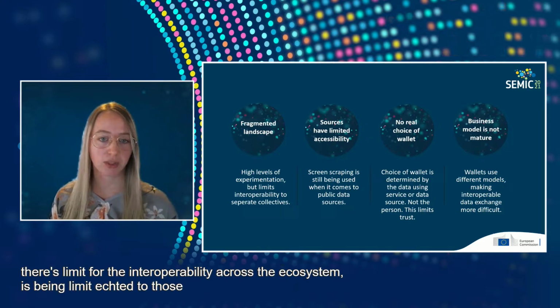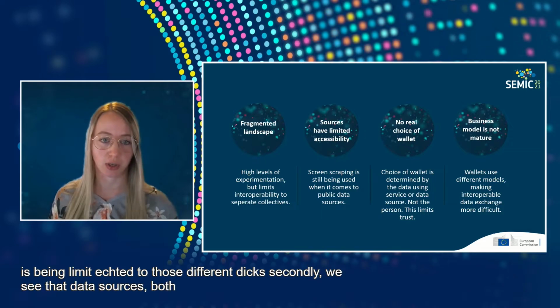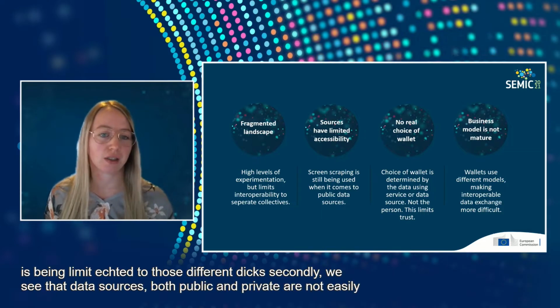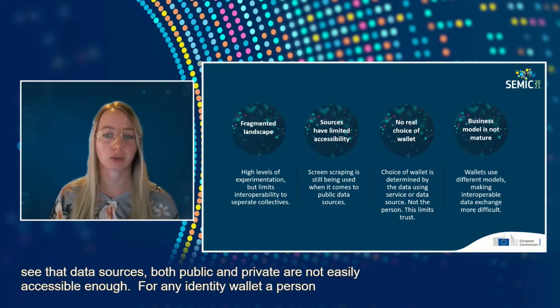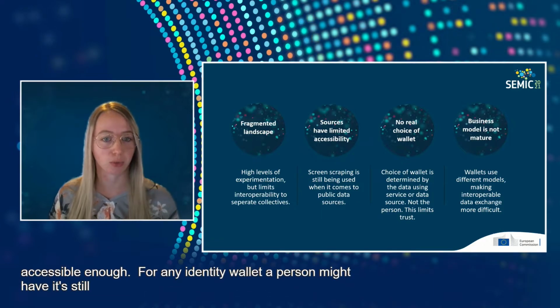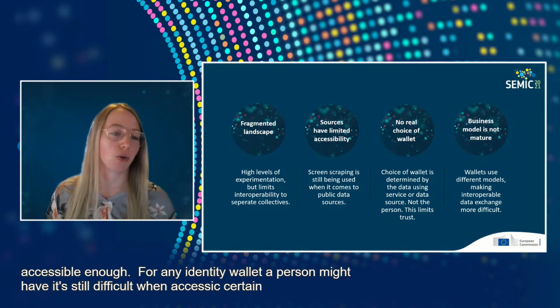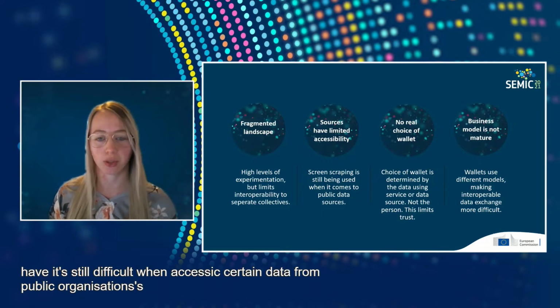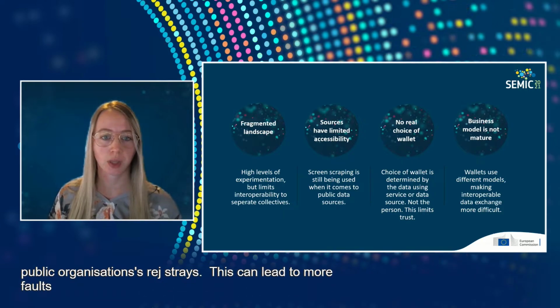So secondly, we see that data sources, both public and private, are not easily accessible enough. So for any identity wallet a person might have, it is still quite difficult, and they need to utilize screen scraping, for example, when accessing certain personal data from public organizations' registries. This can, of course, lead to more faults and more hurdles when you want to have correct data to work with. So this needs improving.